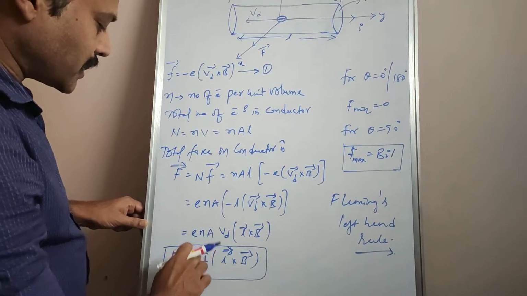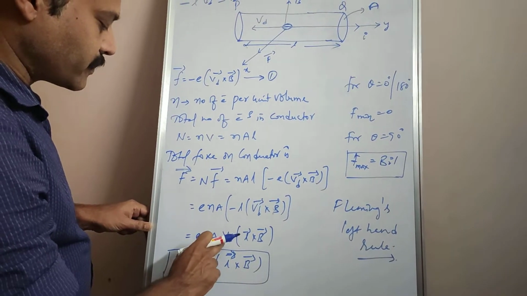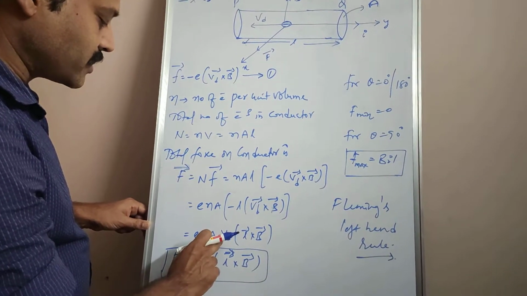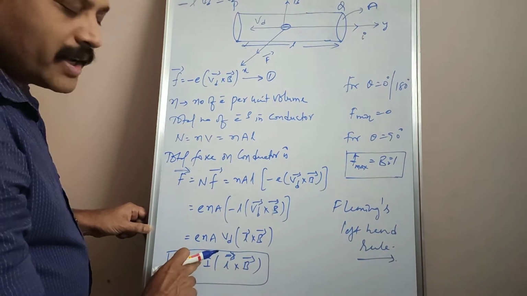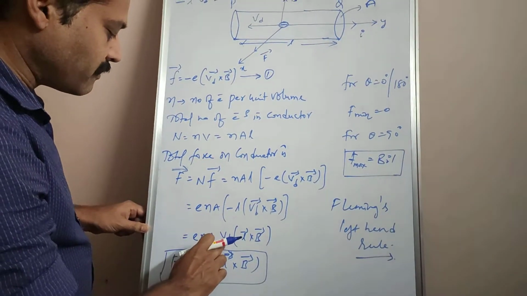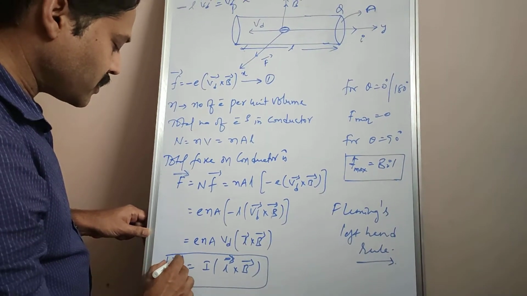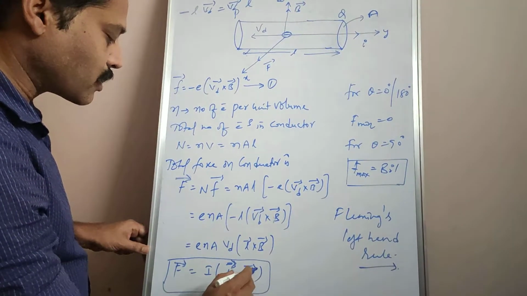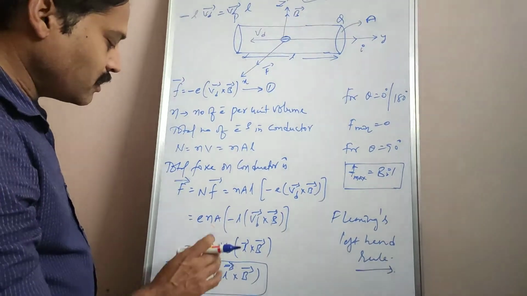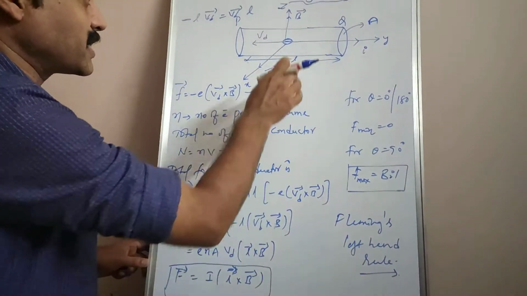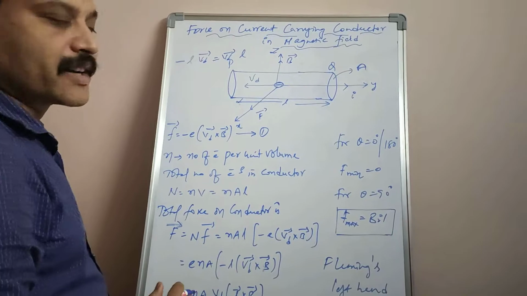n A e Vd stands for electric current. This is the relation between drift velocity and electric current, so Vd is equal to I by nAe. In place of e n A Vd we replace current I. Therefore F bar is equal to I into L bar cross B bar. This is the vector notation of force experienced by a current carrying conductor in a magnetic field.